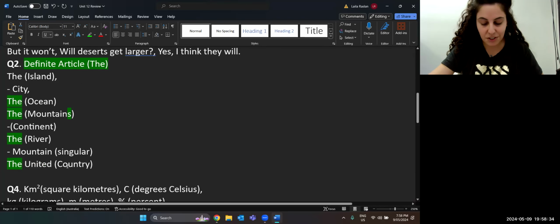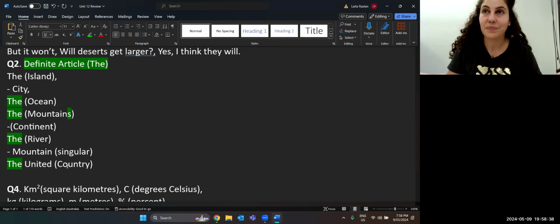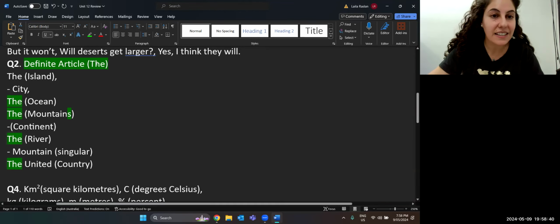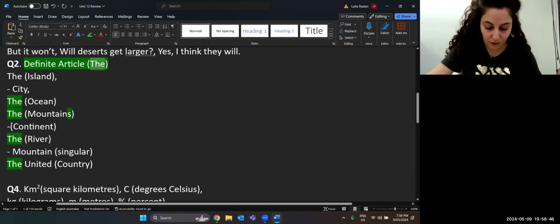And now we're able to use the definite article or no definite article. The definite article is the word the. I know when to use it, and I know when not to use it.